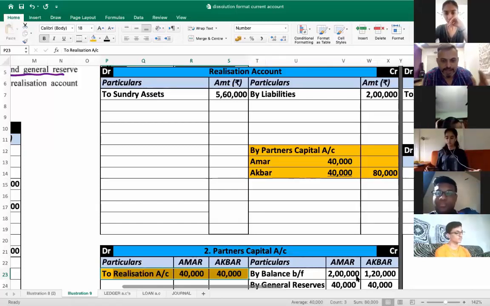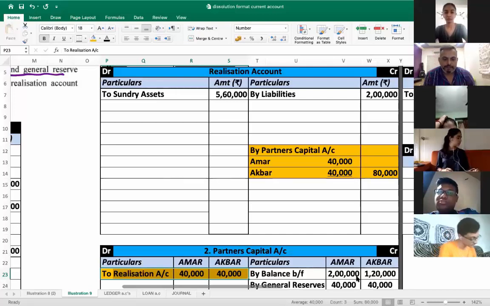5,60,000 असेट, उसमें से हमें 80,000 का लॉस डिडक्ट करना पड़ेगा. You want me to repeat? You understood this concept, all of you? Dissolution is about selling of asset and paying off liabilities. Now, यहाँ पे already loss given है 80,000.